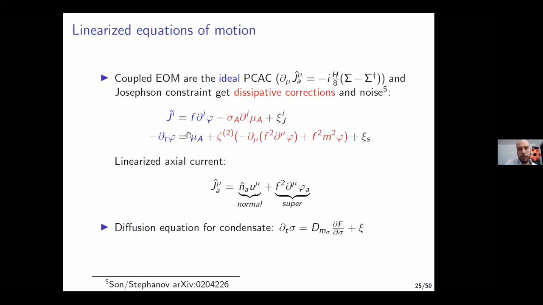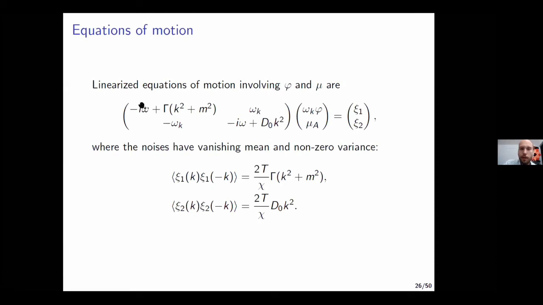Right, okay, so to take a closer look at how you solve the system of equations, of course, you can just write everything down in matrix form. So here's the phase phi times some factor omega_k, and you have chemical potential mu_alpha, and it's sourced by some noise. And you have these contributions which are dissipative. So this is gamma k squared plus m squared and D naught k squared. And this is where the fluctuation dissipation theorem comes in. So you have your variances. The noises have vanishing mean but non-zero variance. And the variance is just given by the dissipative contributions here: gamma k squared plus m squared and D naught k squared.